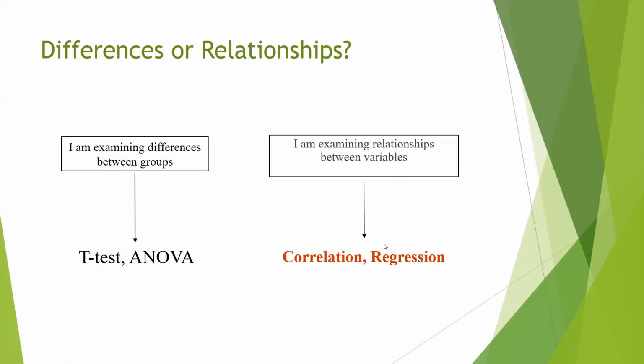Factor analysis. No. Chi-square. Somebody is writing chi-square. Exactly. Now, if chi-square is the correct answer for examining the relationship between the variables, the question is whether you have to use correlation or chi-square. What is the criteria for when to use correlation and when to use chi-square?